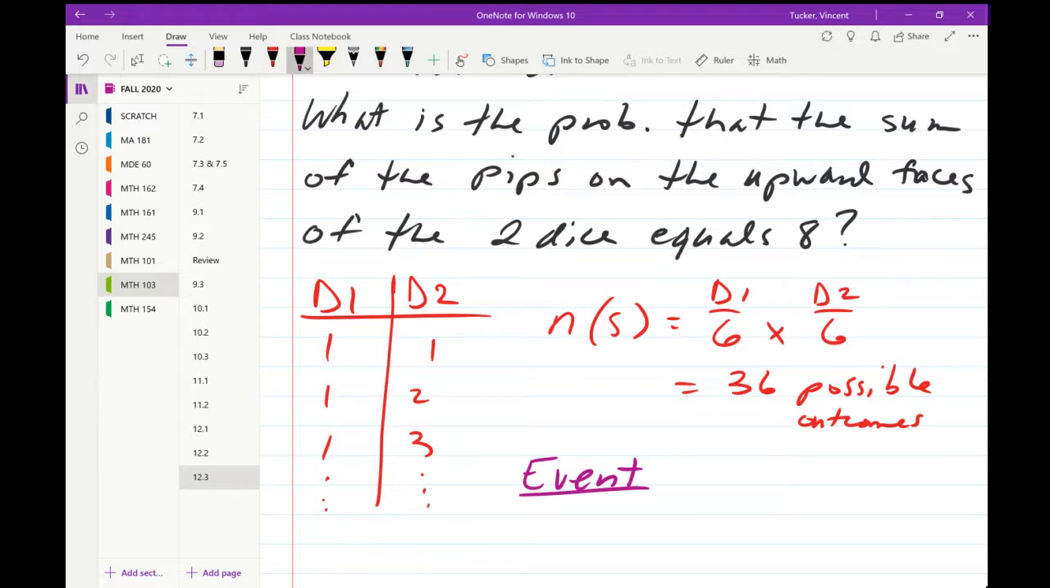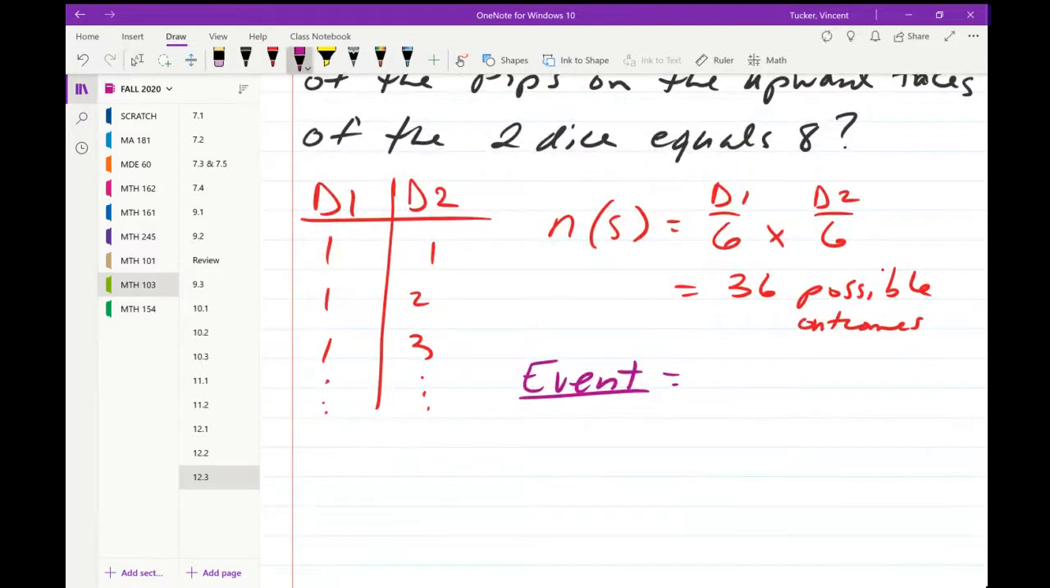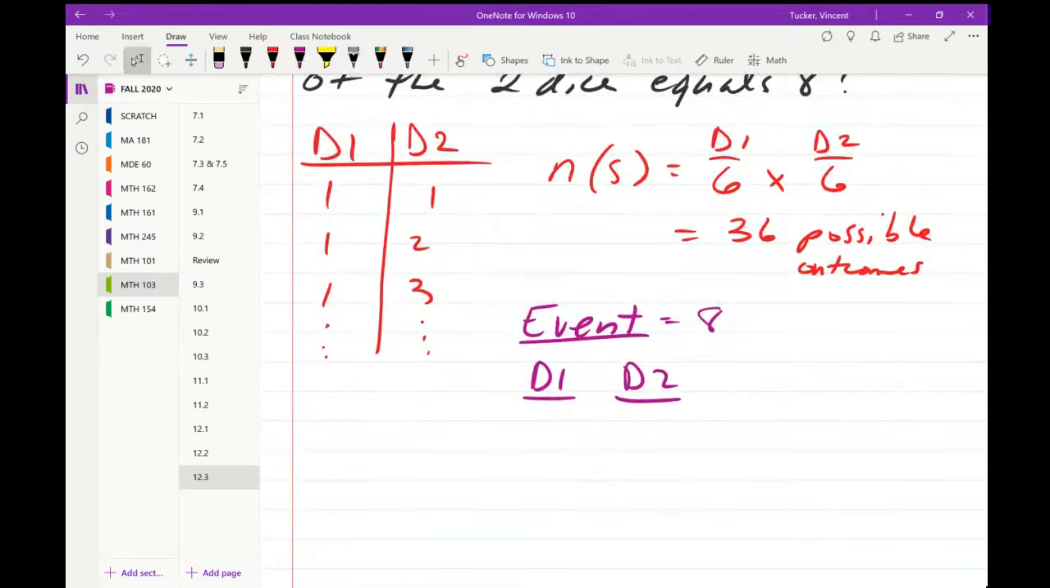So the event is, how do I want to write it? We want to know when the 2 dice sum to 8. So there's no such thing as 1 plus 7. Die 1 being equal to 1 and die 2 being equal to 7 doesn't work for us because they're not 7 faces. So we had to start off with 2 and 6, 3 and 5.